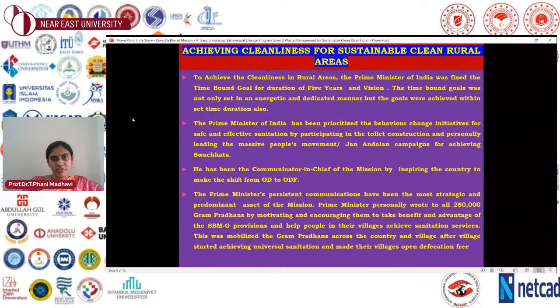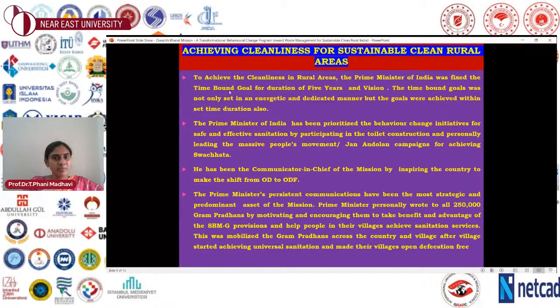Achieving cleanliness for sustainable clean areas. How to achieve cleanliness for sustainable clean rural areas? To achieve cleanliness in the rural areas, the Prime Minister of India fixed a time-bound goal of 5 years and a fixed vision. The time-bound goals were not only set in an energetic and dedicated manner, but all the goals were achieved within the set time duration also.